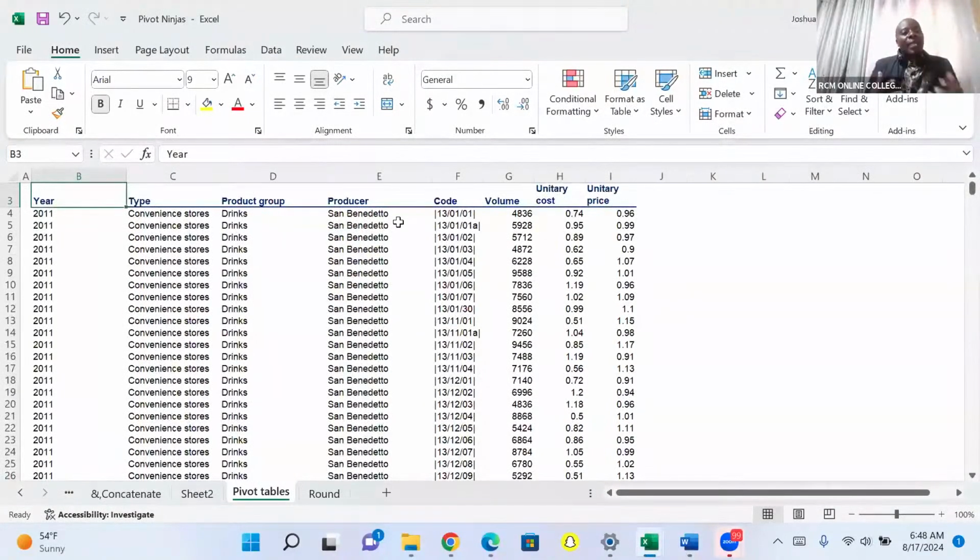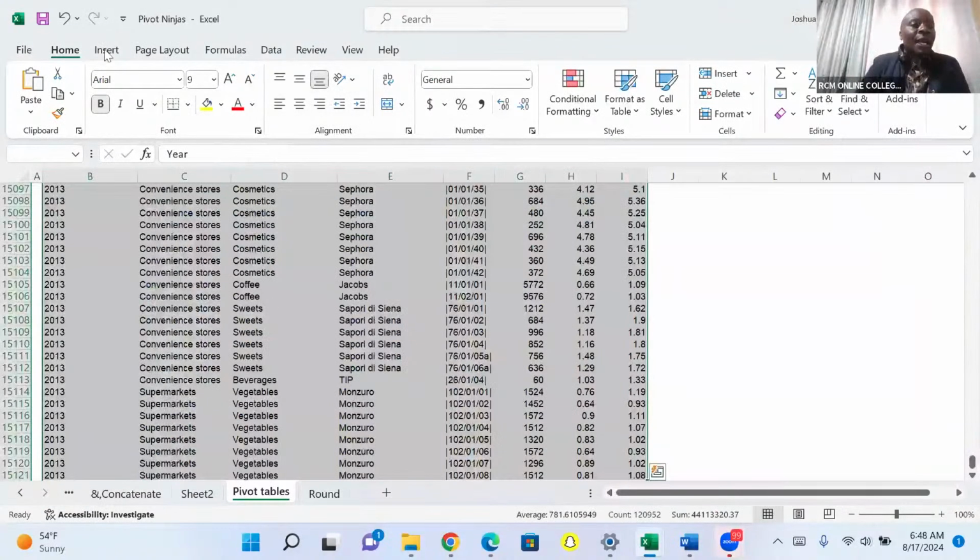When you give me this kind of big data, I'll be able to come and say Control Shift Right Arrow, Control Shift Down Arrow. I highlight the entire 15,000 rows, and then I'll be able to come here and say Insert. I insert a pivot table. New worksheet. I say okay.